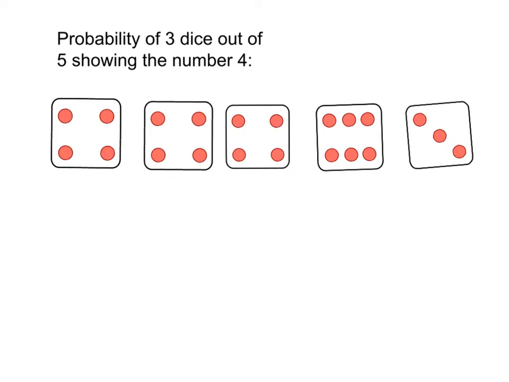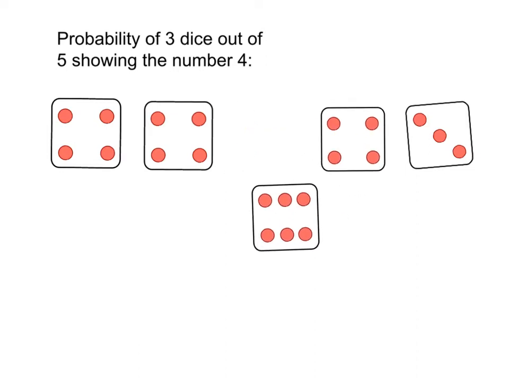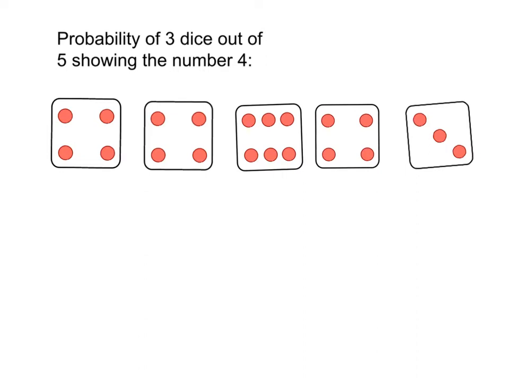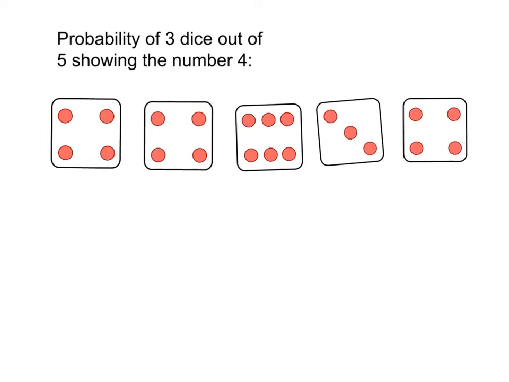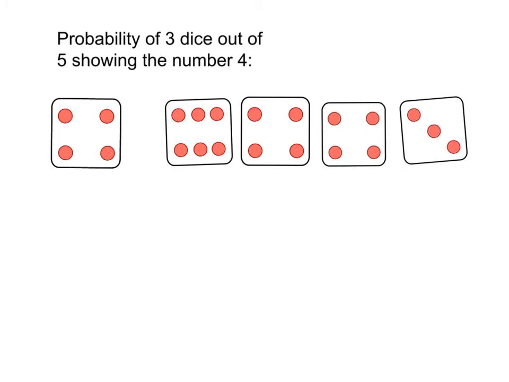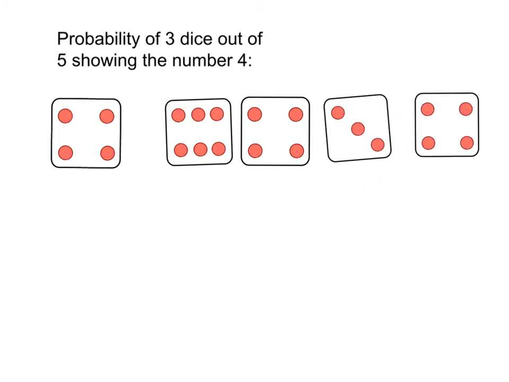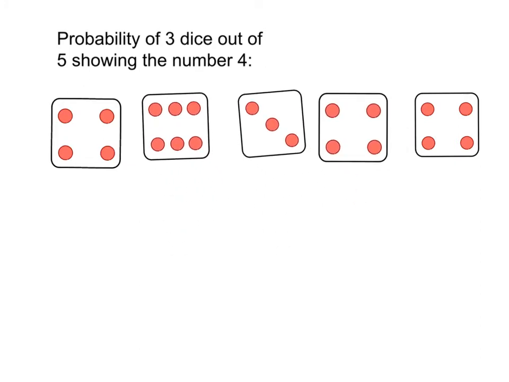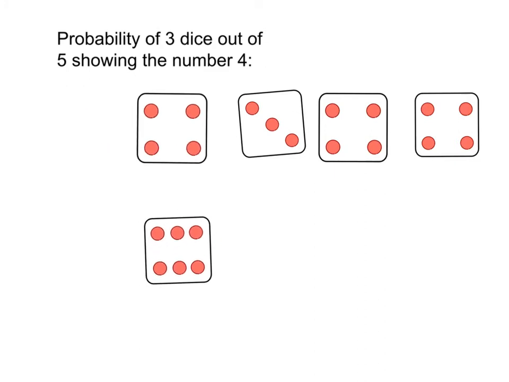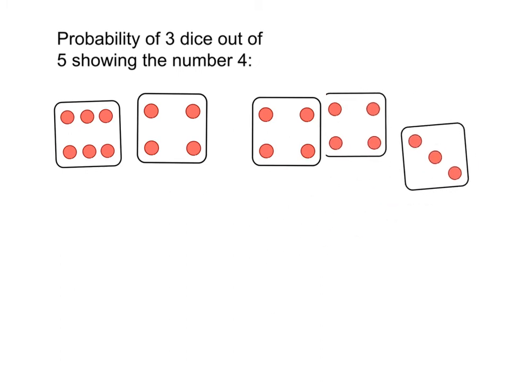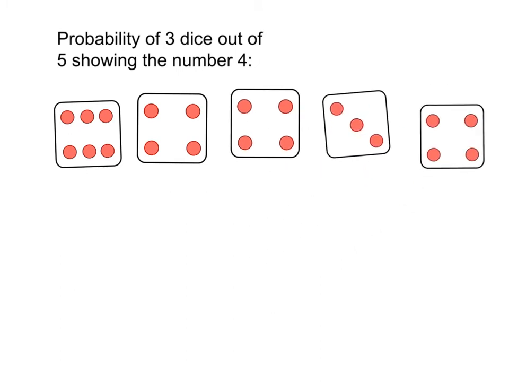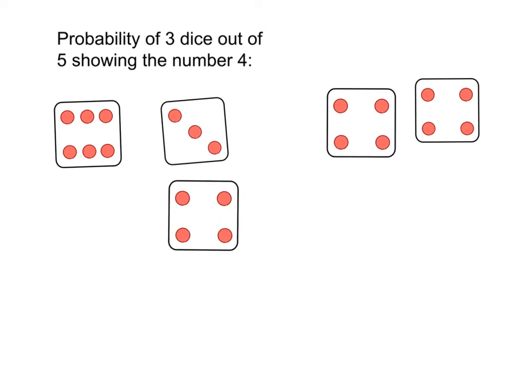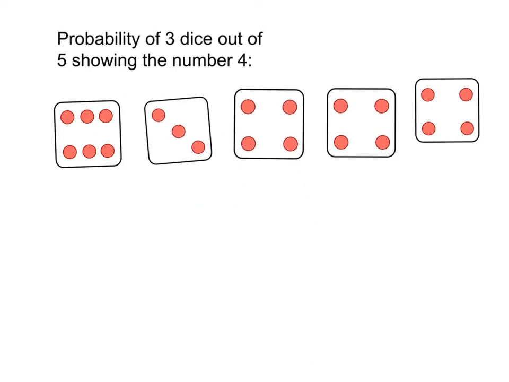We could have the first 3 dice being a 4, and then the next 2 being not 4. Or we could have it like this. Or we could do it like this. Like that. We've got plenty of options. Like that one. And then perhaps we could go to something like this. That. Or that. Right, so we've got a few options.